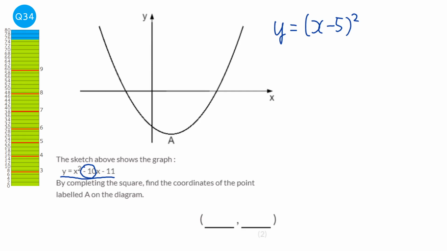And if you were to expand that, you get x squared, brilliant, minus 10x, fantastic, plus 25, so we need to remove that 25. And then we've got the minus 11 there, that was on the end. When you tidy that up, you get minus 36.